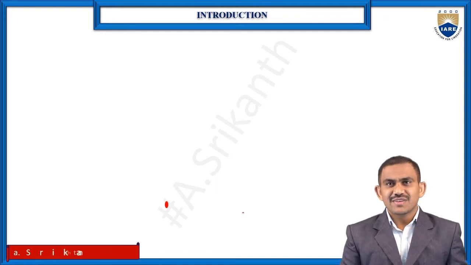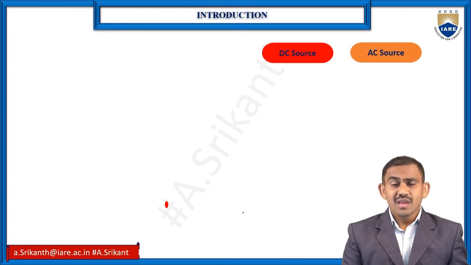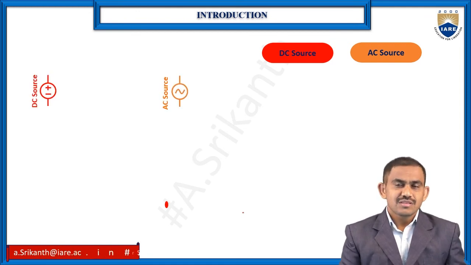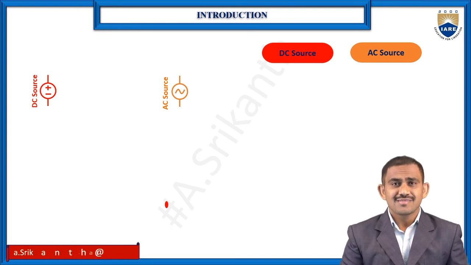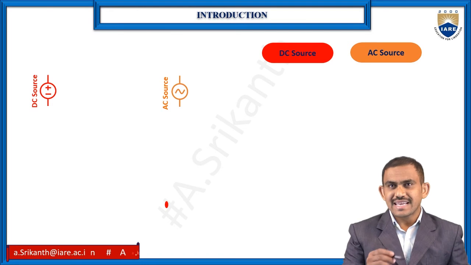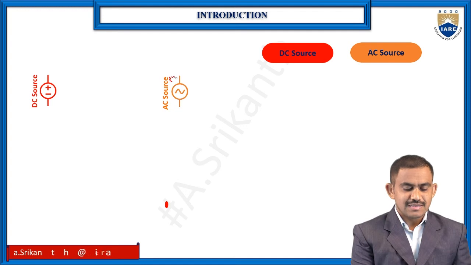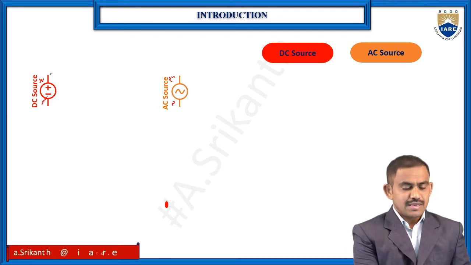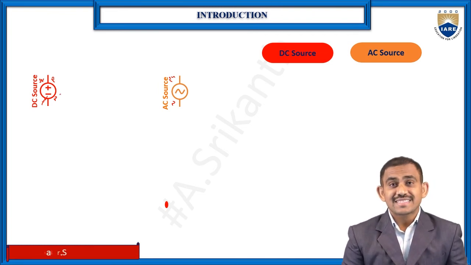Now, I said AC as well as DC, so I will give some small information on AC and DC. AC means alternating current and DC means direct current. Here the DC source has positive and negative, and the AC source has a sine wave. In AC you can say phase and neutral. In DC, positive and negative.